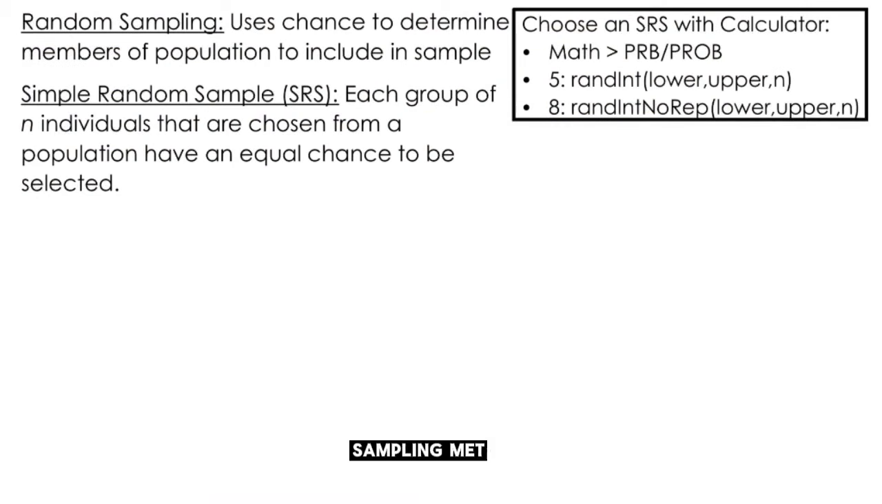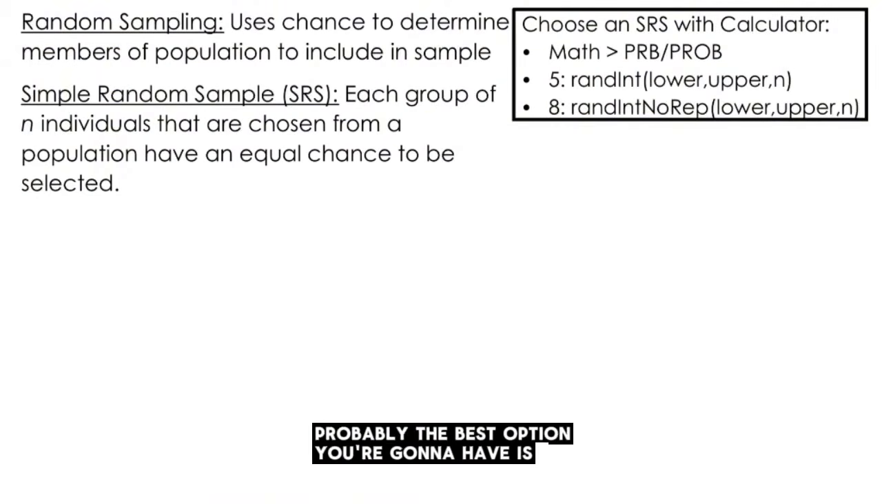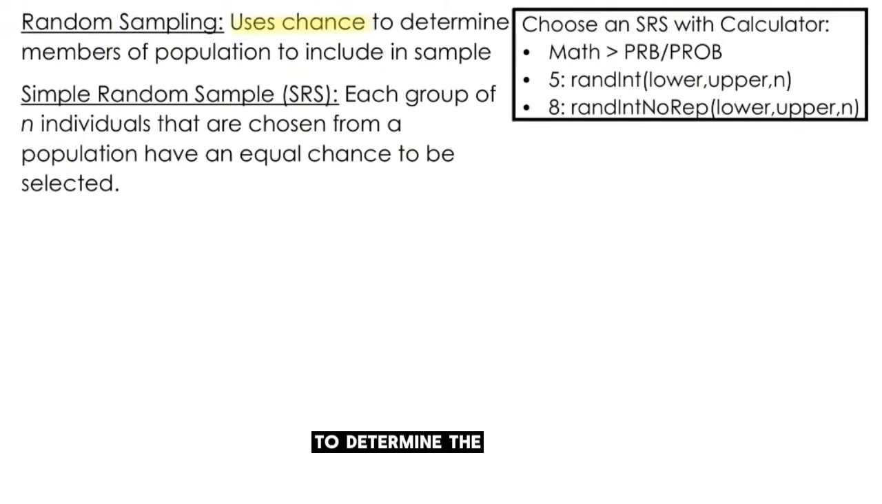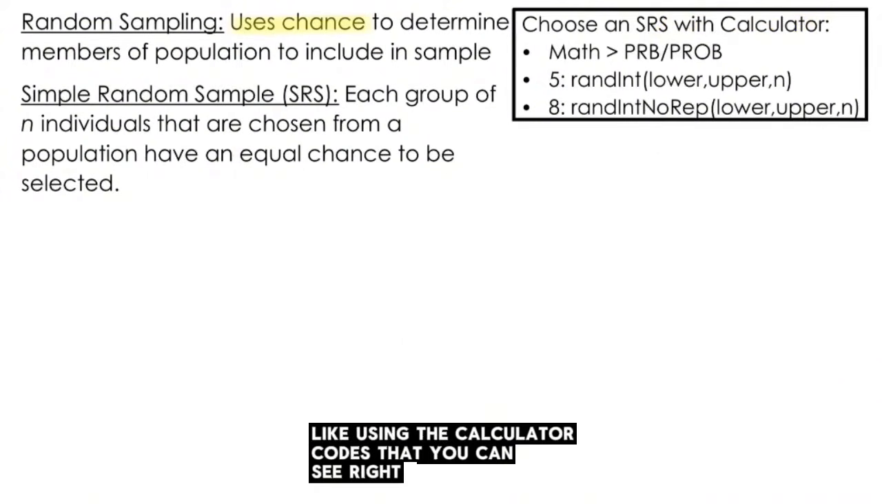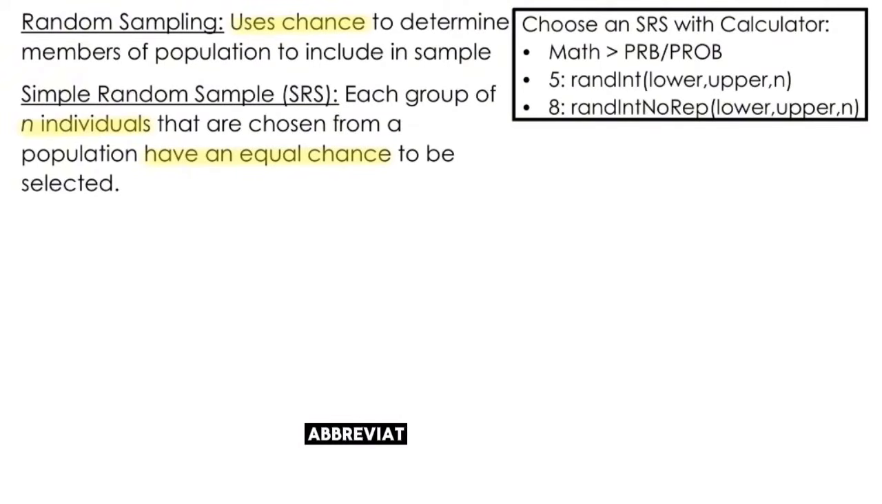Some other sampling methods. Probably the best option you're going to have is taking a random sample, and that is where you are using pure chance and probability to determine the members of that population that you are going to include. And you could use software like using the calculator codes that you can see right there. You are basically taking what is called a simple random sample, abbreviated SRS.